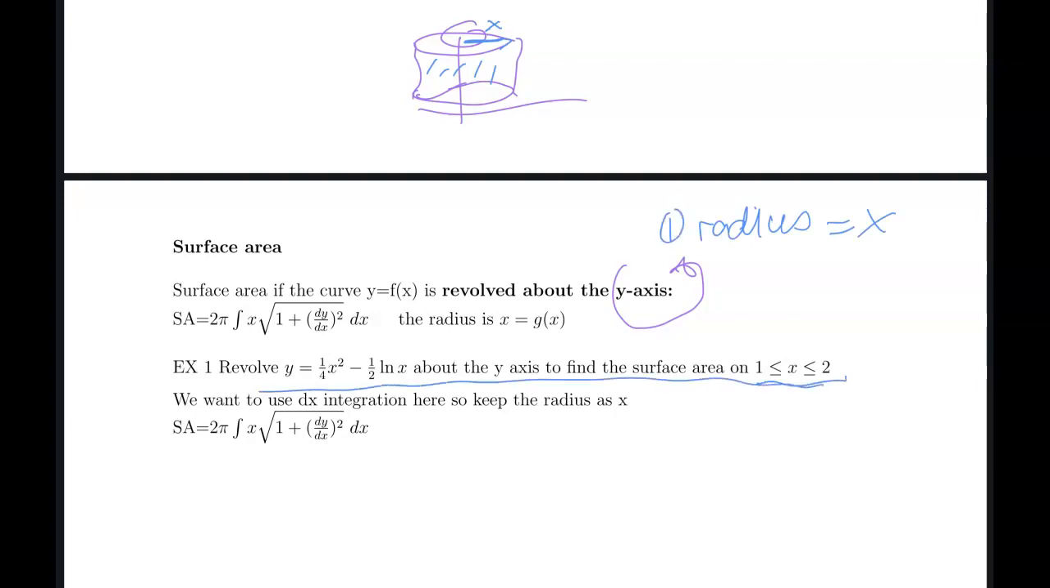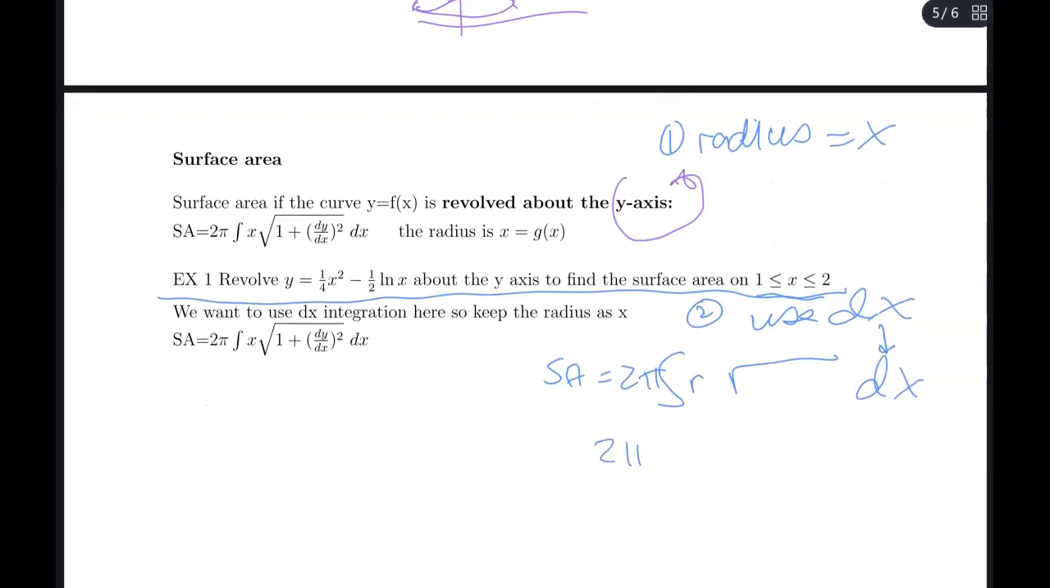The next thing, you look at the problem, and it looks like I want to use dx integration. So I know surface area will be 2 pi radius times the arc length, and I know I'm using dx. And so 2 pi, oh, look at that. My radius is x, and I'm doing x integration, so I just put x in there, and then I do 1 plus the derivative squared, dx.